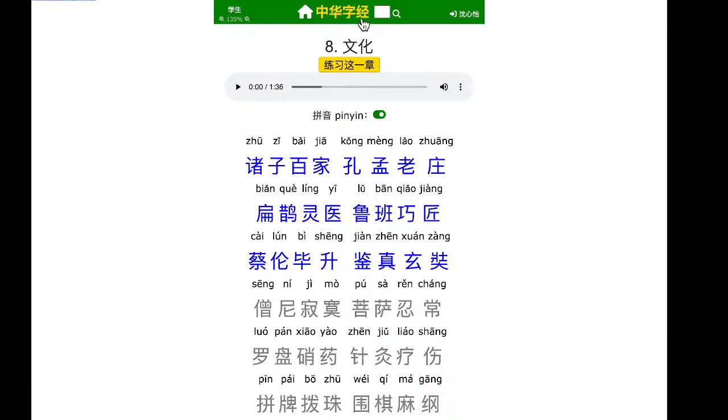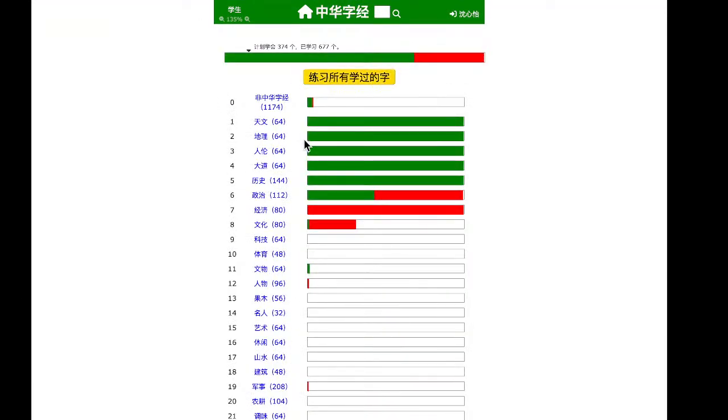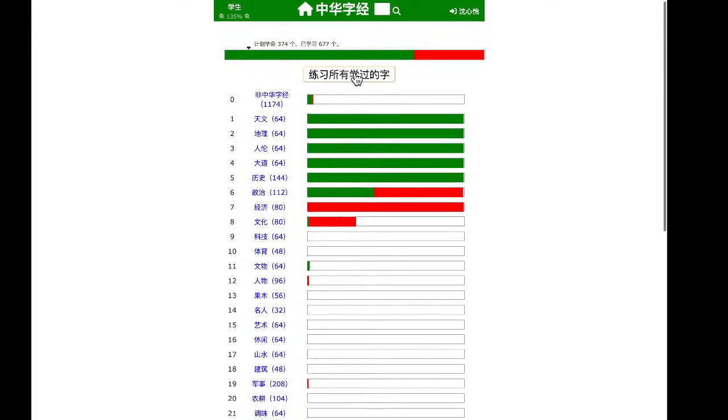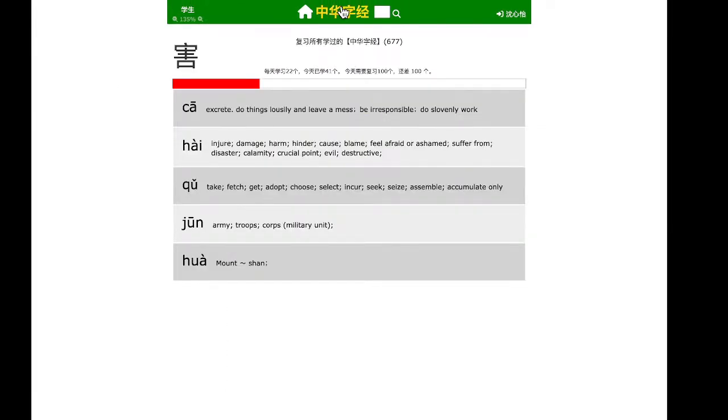And I'll leave it off there for the new characters, and I gotta do my practice on this account so we get all those bars green.